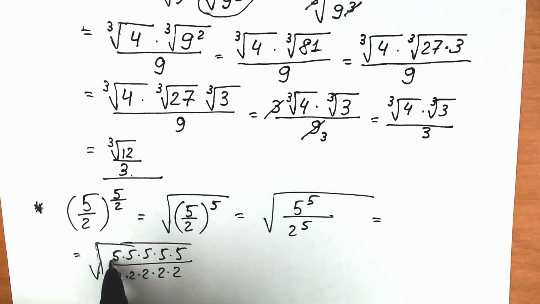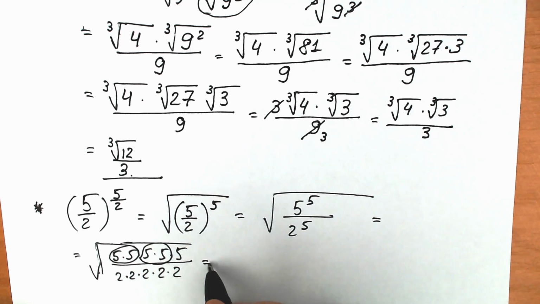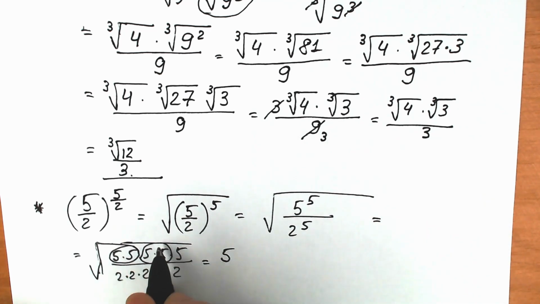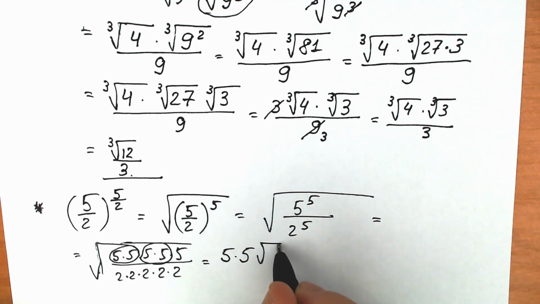First of all, right here we have 5 squared, and right here we have 5 squared. The square root of 5 squared is equal to 5. With this 5 squared we get 5 when we take the square root, and we still have one square root of 5 that we can't simplify. So we have 5 times 5 square root of 5.